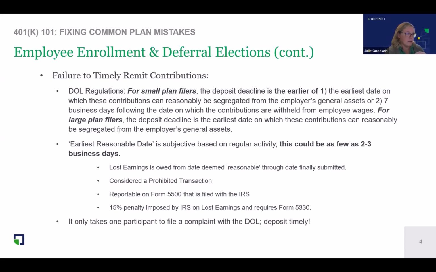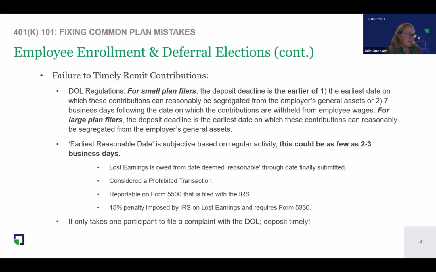Prohibited transactions are reportable on the Form 5500 that is filed for your plan every single year. Along with that, there's also the Form 5330, which is an excise tax reported to the IRS with a 15% penalty. Now, if you were looking at small amounts for just a couple days and small related lost earnings, you might be thinking, well, that's not a big deal.